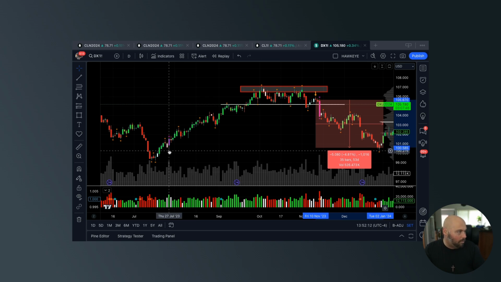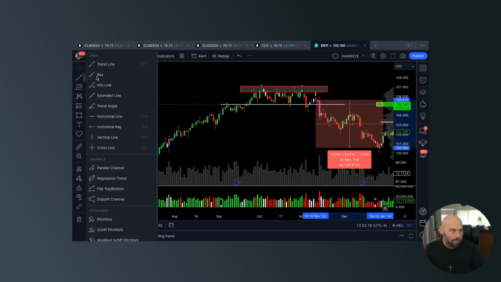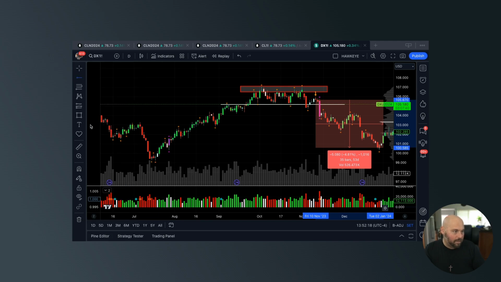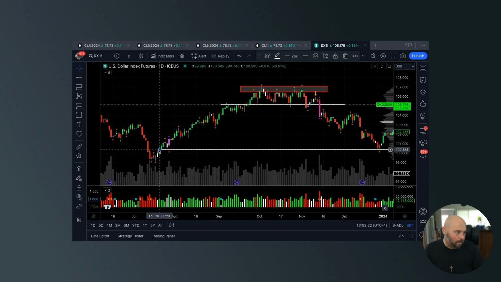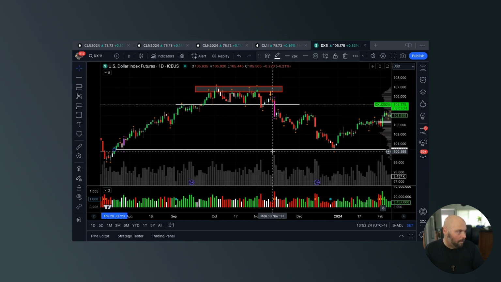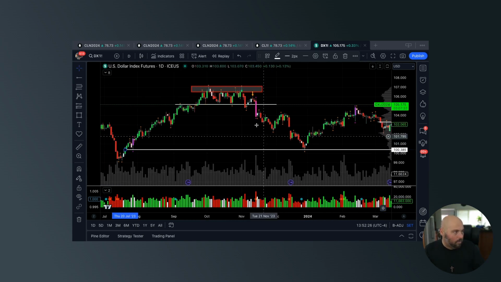Notice that the low of this wide bar caught price action on the way down. Okay, that's why wide bars are so important. Right, where did we pull back to? Oh, we pulled back to the wide bar.